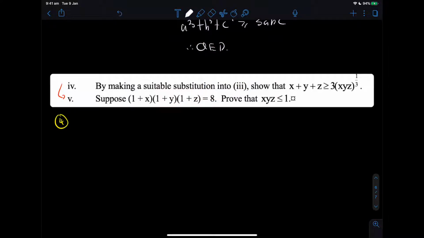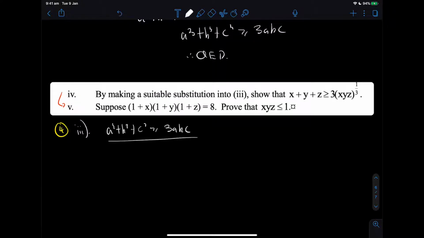So what I'm going to do is, again, write out what we got in part 3, which was that a cubed plus b cubed plus c cubed is greater than or equal to 3abc. It's a pretty nice expression. And essentially I'm going to do some manipulating, or substituting, because it's asking for a substitution, and show this. So we do notice it's very similar to what we need to prove.